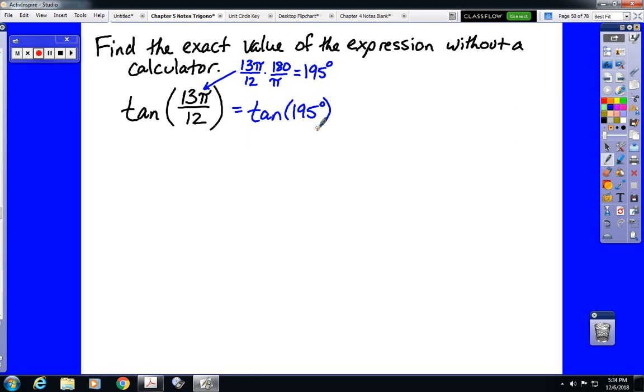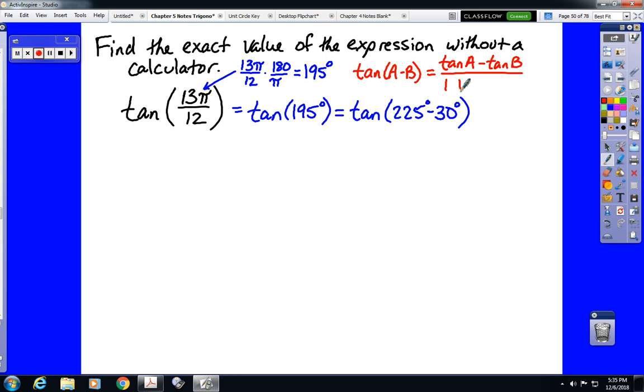So this is the tangent of 195 degrees. So we need two trig values that subtract or add to 195 degrees. Now we haven't done any differences yet, so I'm going to use 225 minus 30. Again, it doesn't matter what two values you use as long as both values are on the unit circle and they add or subtract to this number, 195. So in this case, we're going to use the pattern for the tangent of A minus B, which is the tangent of A minus the tangent of B over 1 plus tangent of A times tangent of B.